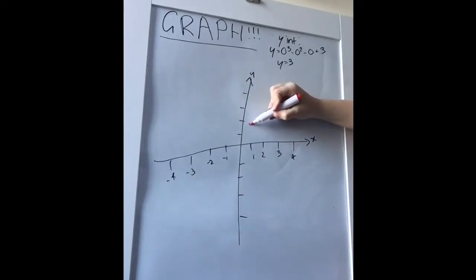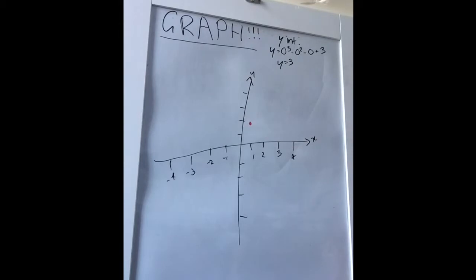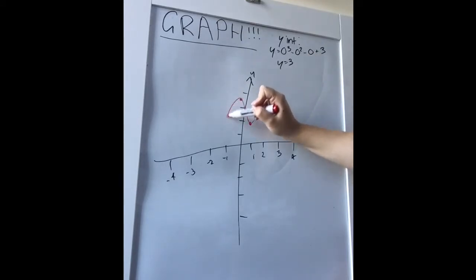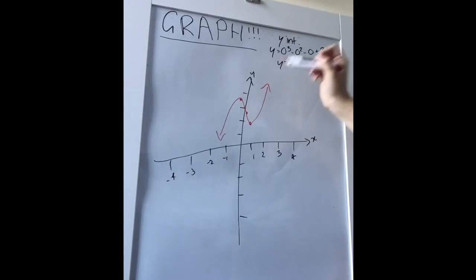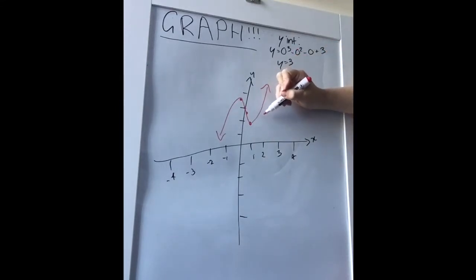Put your first stationary point, P, y-intercept, and your second stationary point. And now you can draw the curve. Write down your equation. And we're done.